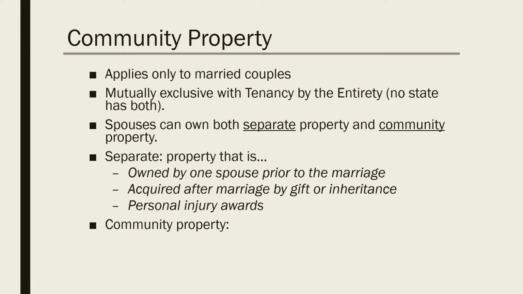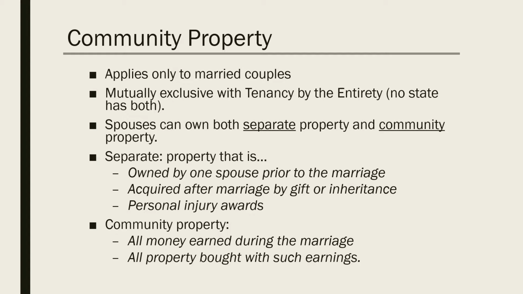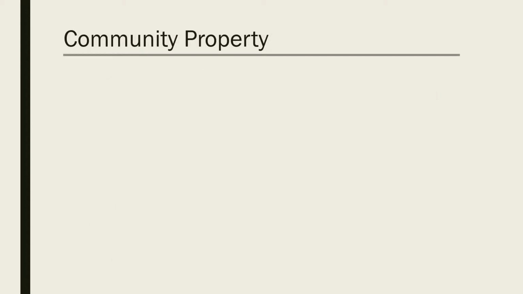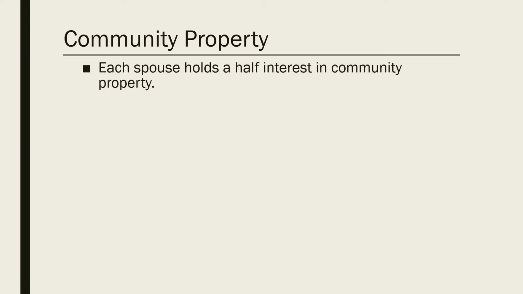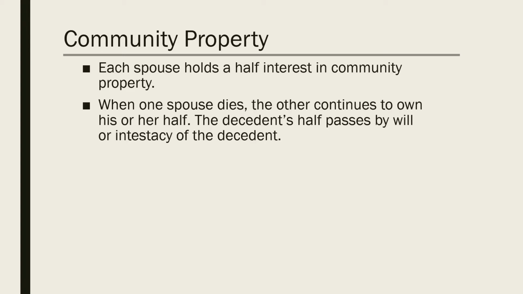On the other hand, community property consists of all of the money that is earned during the marriage by either spouse and all of the property that is bought by such earnings during the marriage as well. In community property, each spouse owns half of the community property. When one of the spouses dies, the other simply continues to own his or her half.